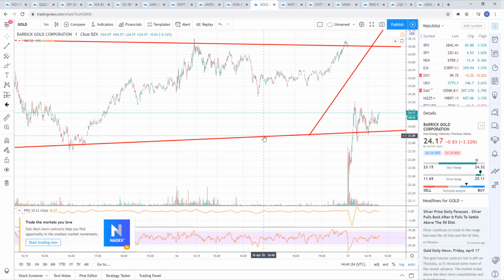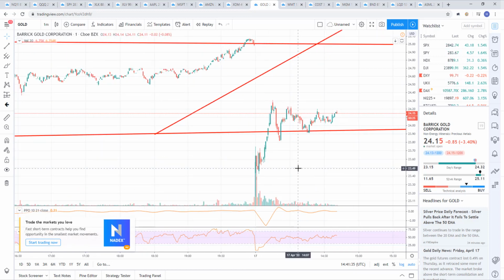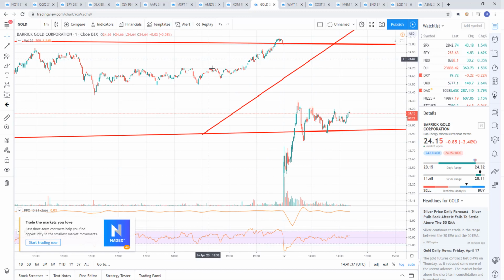I think Barrick is still going to be a buy. Gold is still in a bull market, and the gold miners are still in a bull market, so still a buy. But you got to know when to lock in some profit and look at maybe finding a better entry. So that's kind of what I did.